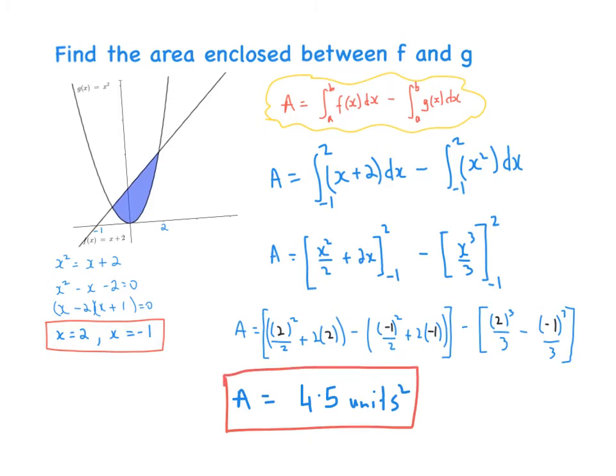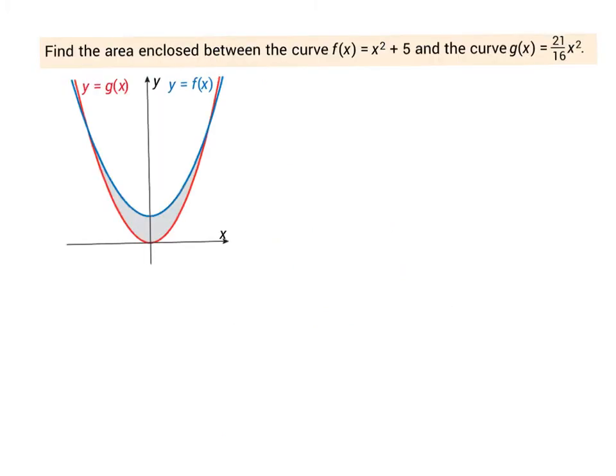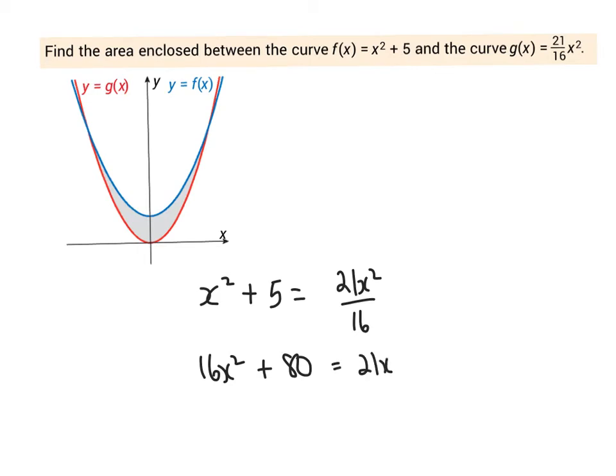Okay, so let's have a look at another one. Here we are asked to find the area enclosed between the curve f of x equal to x squared plus 5 and the curve g of x equal to 21 over 16 times x squared. The first thing we have to do is again find the points of intersection of the two curves. So x squared plus 5 is equal to 21x squared all over 16. Multiplying across by 16, that gives us 16x squared plus 80, since 16 times 5 is 80, is equal to 21x squared.